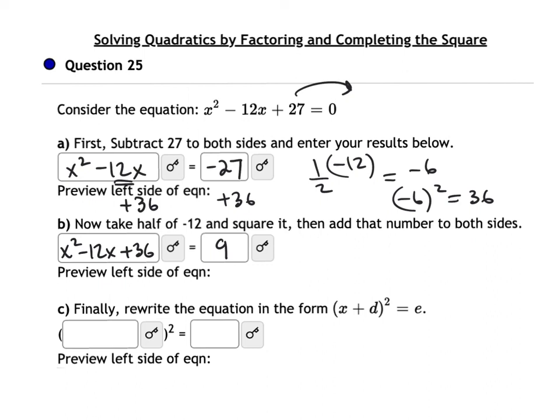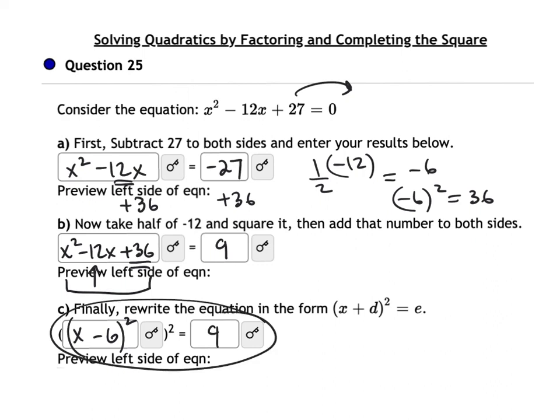Now we're getting close to the point where we could solve it. We'll factor this. That becomes (x minus 6) squared, because negative 6 times negative 6 is positive 36, and negative 6 plus negative 6 is negative 12, and that would be equal to 9. And this is the answer for this question. On the next question, I believe we will solve it.